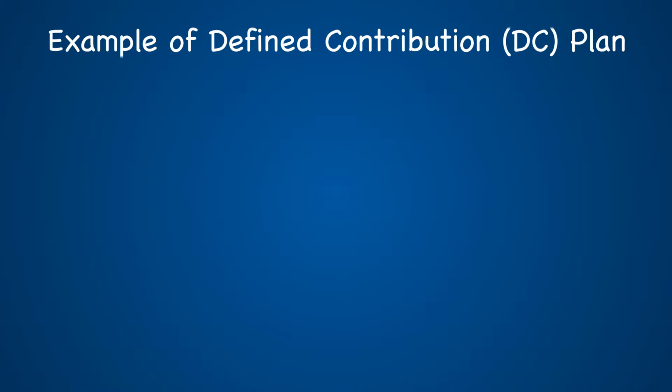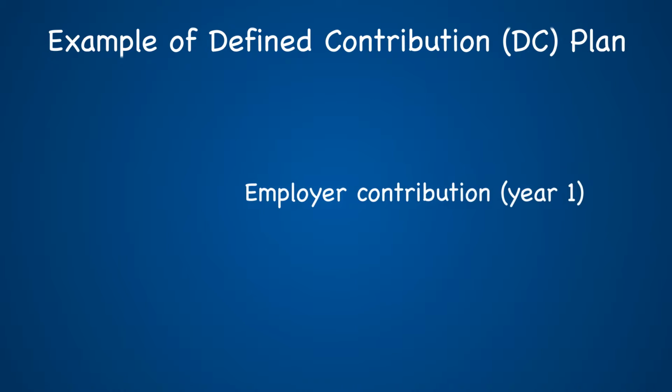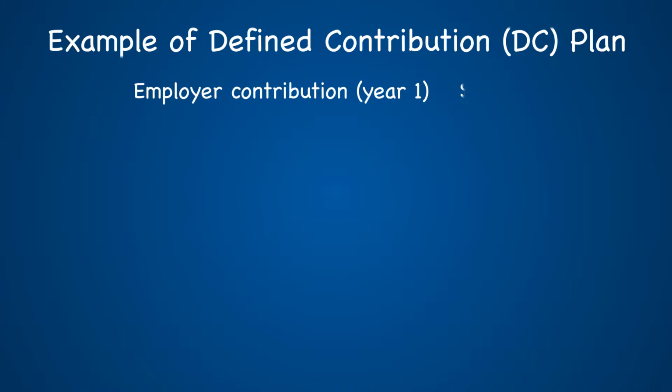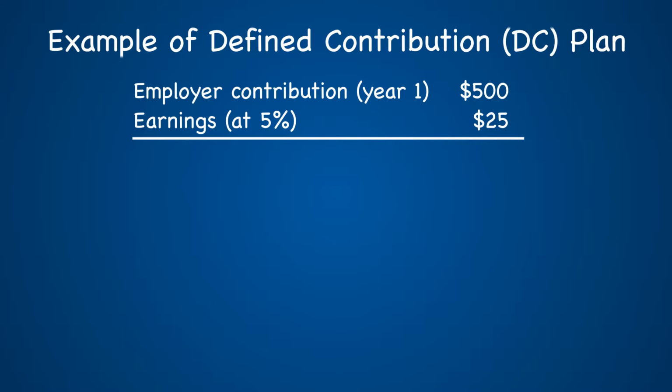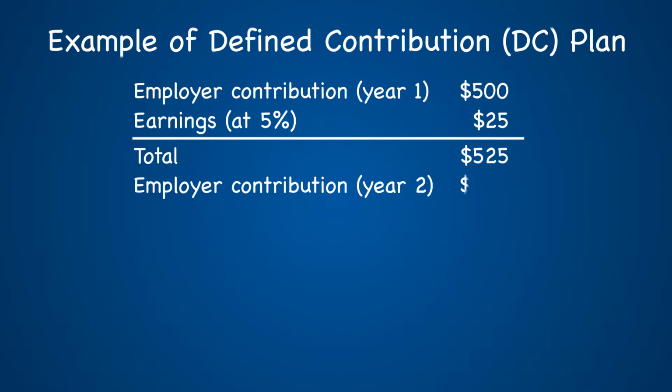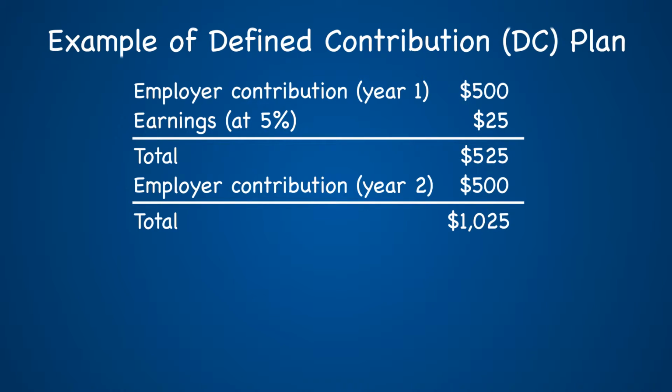Let's walk through a simple example of a defined contribution plan. Assume an employer makes a pension contribution of $500 for an employee. That $500 grows with earnings for a year, assume at 5%, so that after the first year, the account has grown to $525. Now another employer contribution is made of $500, so that the total account balance is now $1,025.